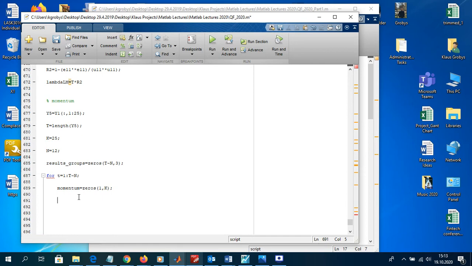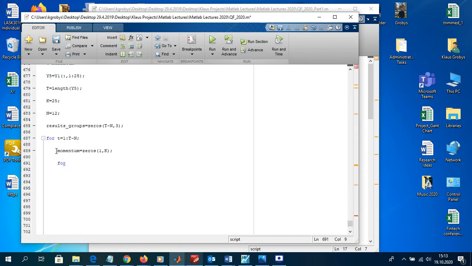Now, in each loop, when t changes, this vector is always overwritten. Everything that we store in here is overwritten in each iteration t. Next, we want to store the corresponding cumulative returns for each single asset k in this vector. That's why the next for loop goes from i is 1 until capital K.